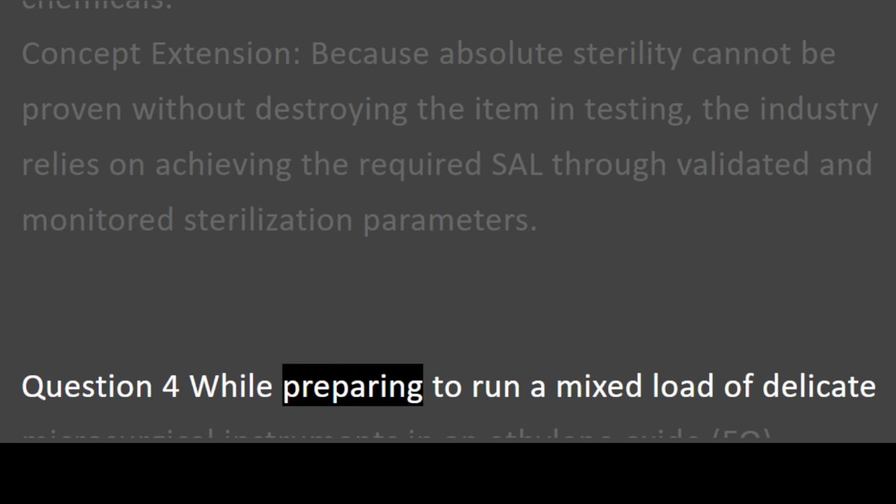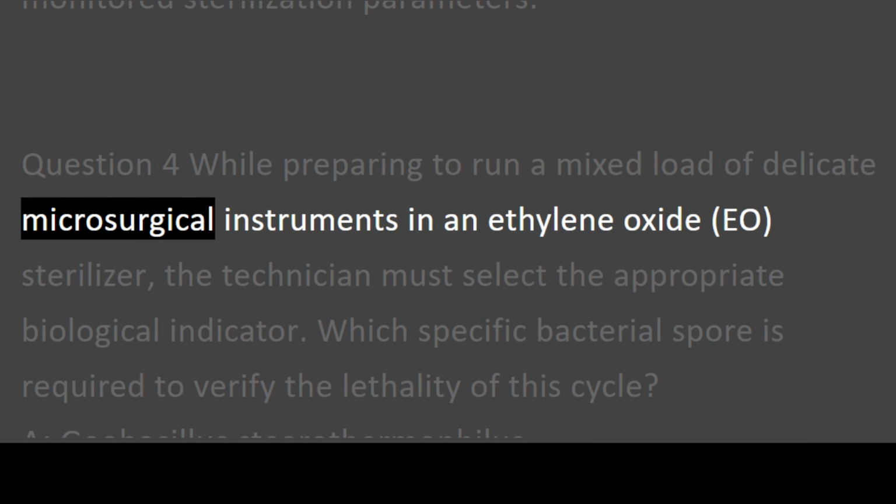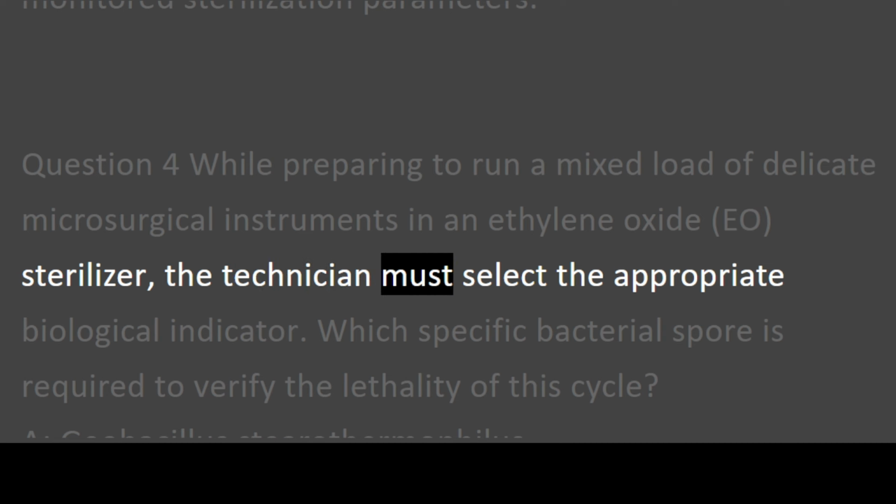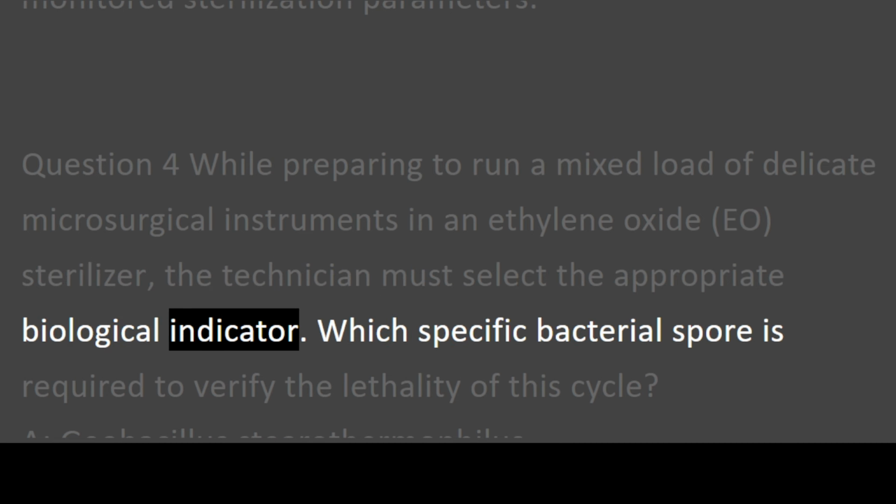Question 4. While preparing to run a mixed load of delicate microsurgical instruments in an ethylene oxide, EO, sterilizer, the technician must select the appropriate biological indicator.